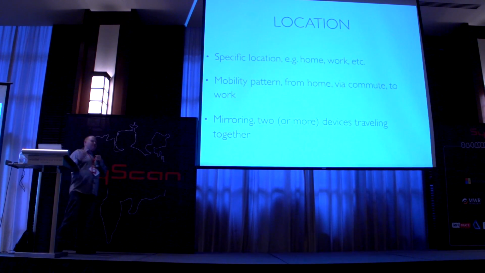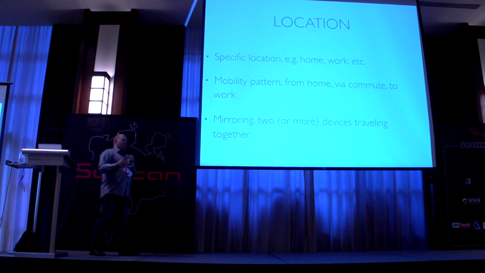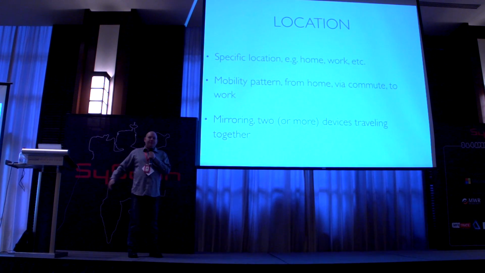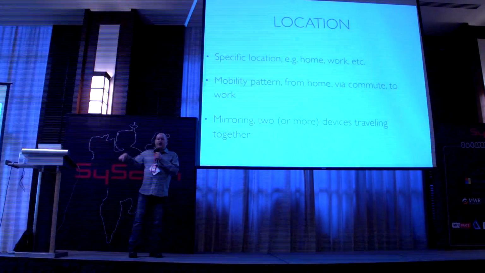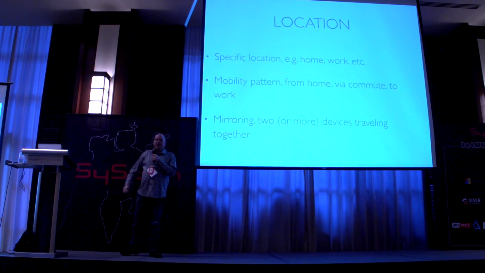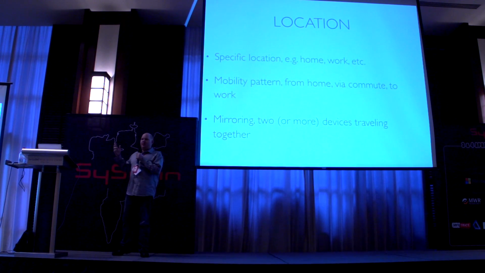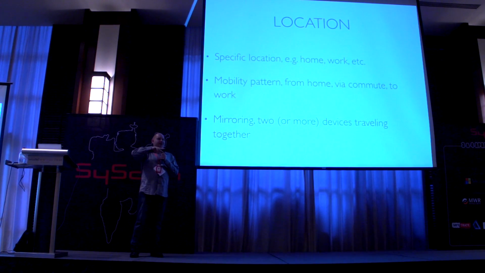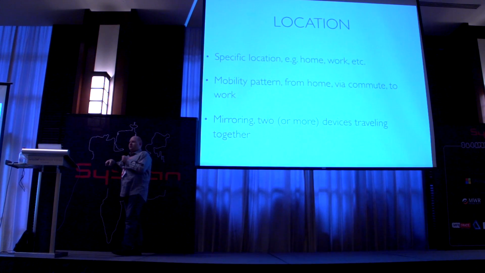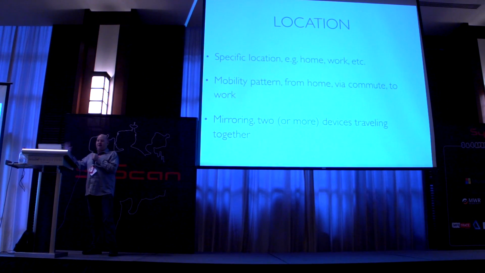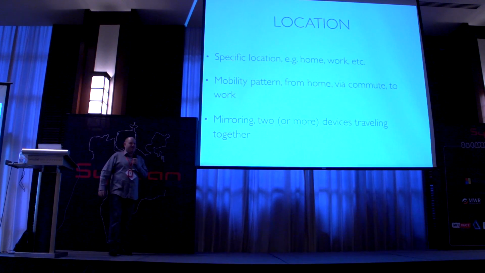Mirroring is what happens when you have more than one telephone turned on at the same time, and they travel together. They will have the same mobility pattern. So if you have a phone that you use regularly, and it has now been identified as yours, and then you have your second cheap burner phone or your anonymous phone, and you carry both of them together, they will get paired together because of mirroring. So you will have burned the anonymity of that second device.